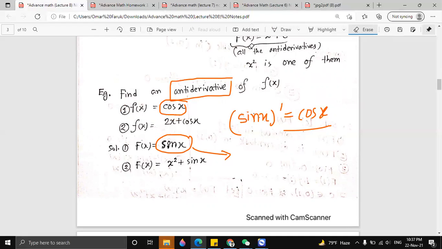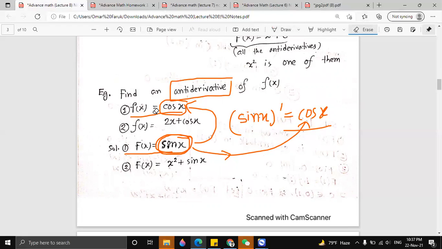Yeah, I can see. So this is the function, cos x, and we have to find the antiderivative. We found the antiderivative is sin x. So how did we find it? If you differentiate this sin x, you can get cos x. So the idea is if we differentiate our answer, we can get back to our original function. That's why the antiderivative of cos x will be sin x.